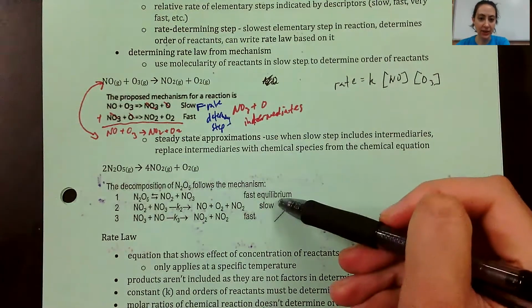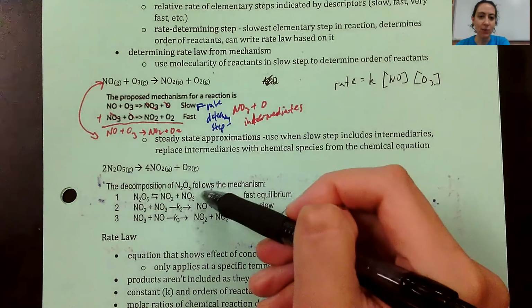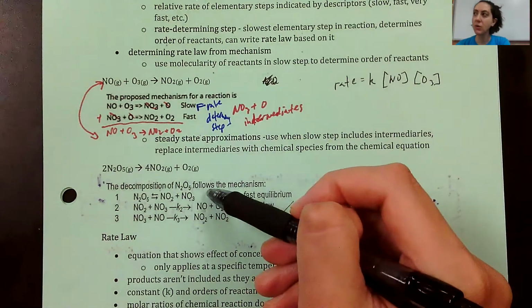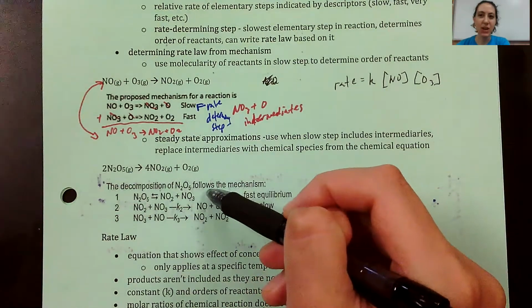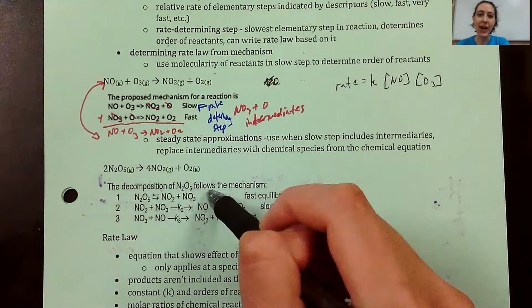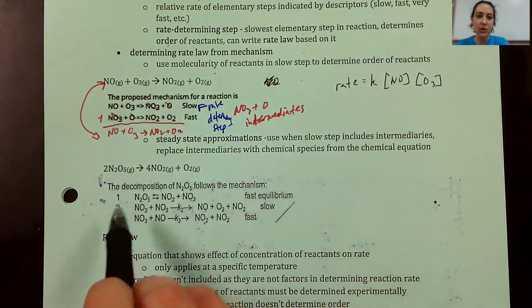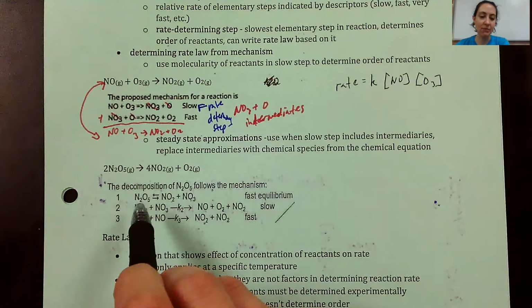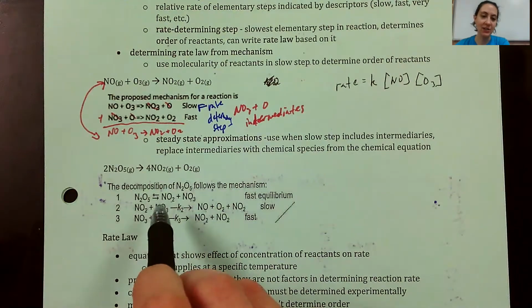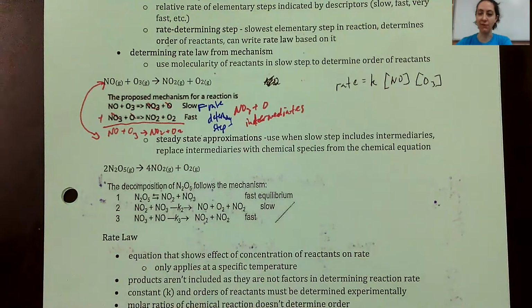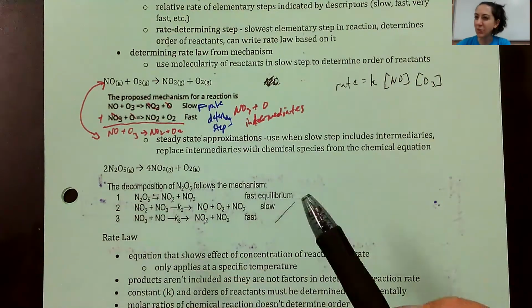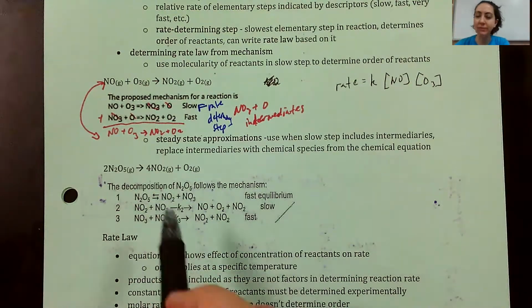So in this particular case, this is a weird one. It has fast equilibrium. Equilibrium is a type of reaction, we talked about this a little bit, that goes backwards and forwards. In this case, dinitrogen pentoxide turns into nitrogen trioxide and nitrogen dioxide, and it goes rapidly back and forth. So they're almost equal to each other. You can treat it kind of like an equal sign.